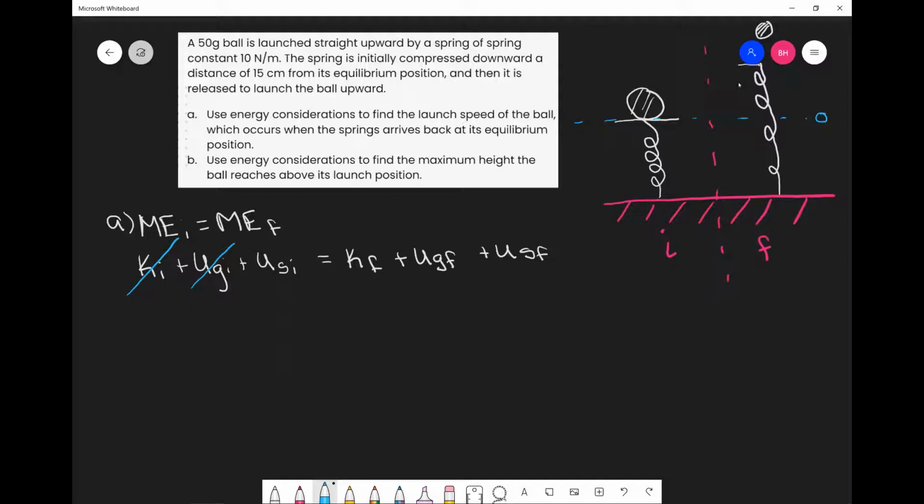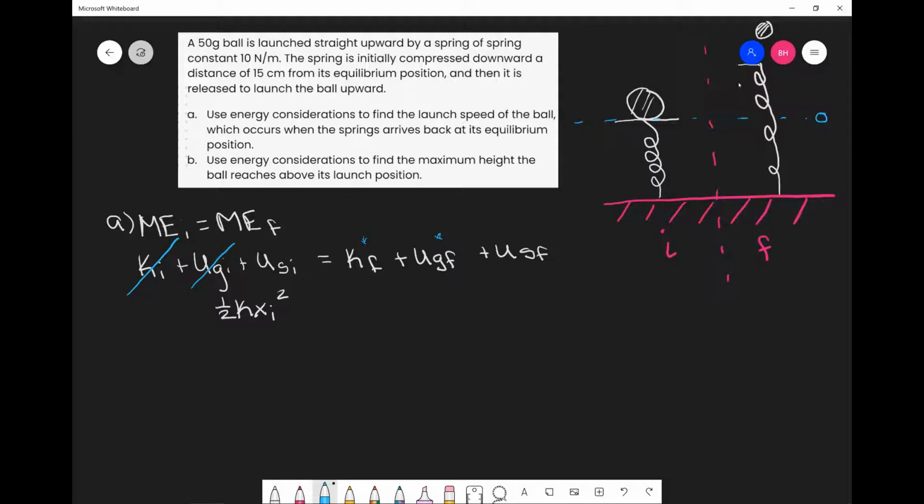If I were to write this down for my equation, I have 1/2 k x_i squared. Okay, now let's cancel out some more. Do we have kinetic energy? Yes, because the ball is moving up. Do we have gravitational potential energy? Yes, because the ball is above that 0 position. So we do have this. Do we have our spring energy? And that is a no.